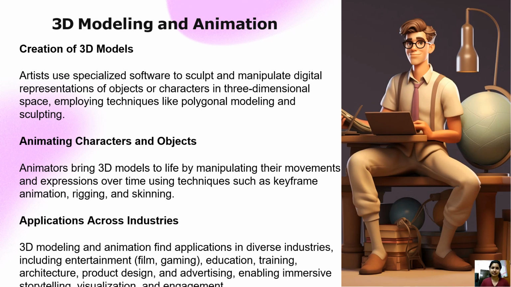Next, we'll discuss 3D modeling and animation. In the creation of 3D models, artists use specialized software to sculpt and manipulate digital representations of objects or characters in three-dimensional space, employing techniques like polygonal modeling and sculpting. Animation brings 3D models to life by manipulating their movements and expressions over time, using techniques such as keyframe animation, rigging, and skinning.